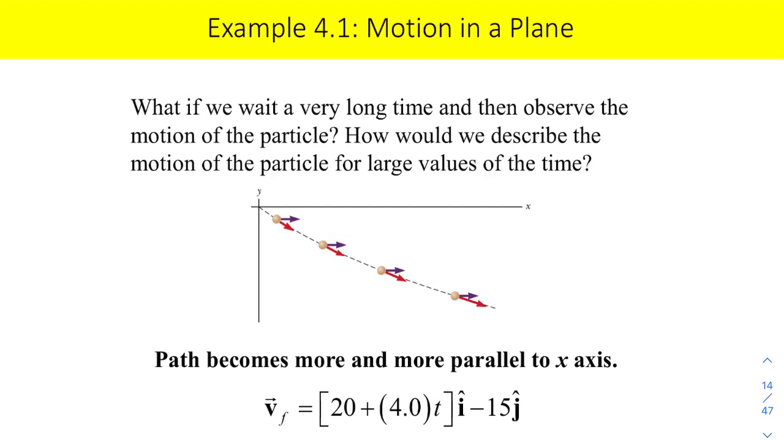What if we wait a very long time and then observe the motion of the particle? How would we describe the motion of the particle for a large value of time? It's a very long period you are going to observe. The path becomes more and more parallel to the x-axis, because of this equation. Nothing changed within the y component.